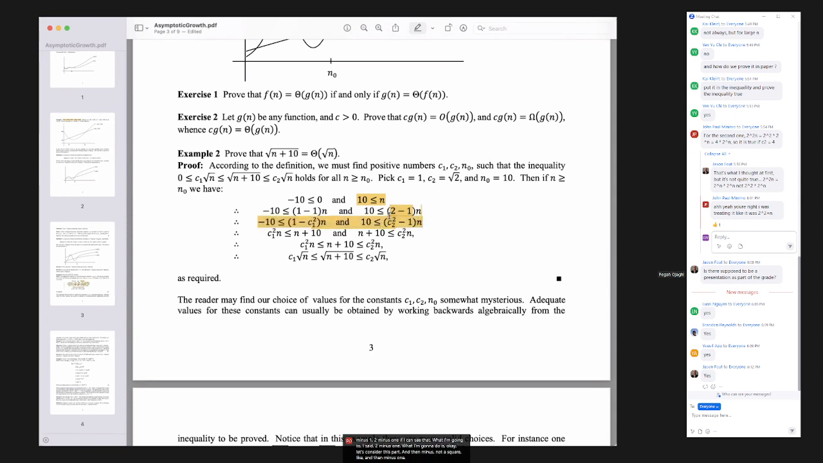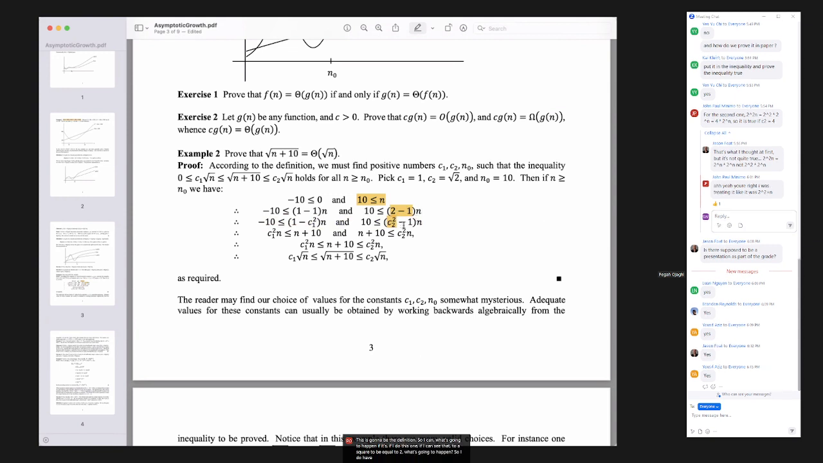This is going to be the definition. So what's going to happen if I consider C2 squared to be equal to 2? I do have this definition. Because this is minus n, I can bring n to the other side. So I can have n plus 10 less than or equal to C2 squared times n. So I got this part, because now I have f of n less than or equal to C g of n.